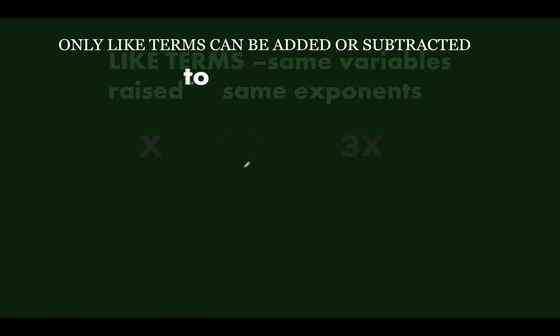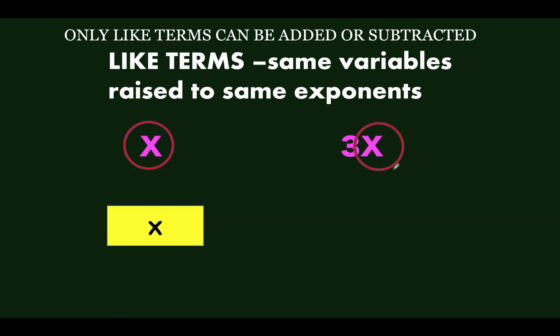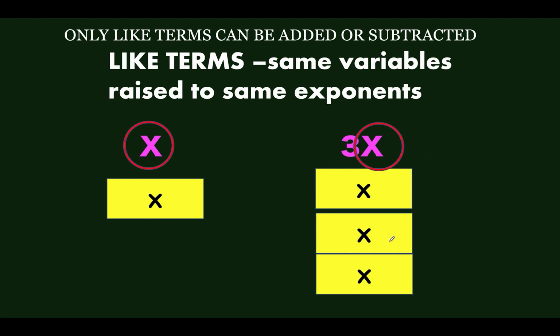Now going back to like terms, x and x are like terms, and you can see that when we visualize them. So this is the visualization of x, and this is the visualization of 3x. x means 1x, and 3x means 3 of the same kind. The numerical coefficient of x is 1. The numerical coefficient of 3x is 3.